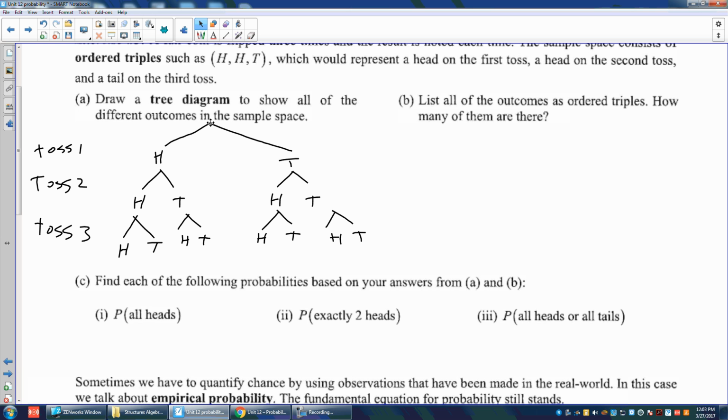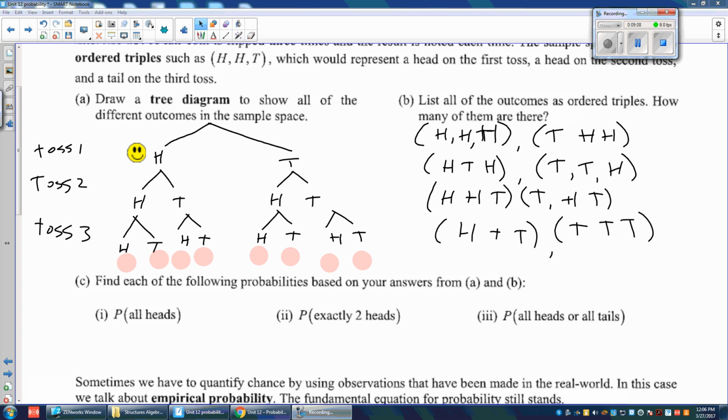List all the outcomes in ordered triples. How many of them are there? Well, first of all, how many are there? 1, 2, 3, 4, 5, 6, 7, 8. There are 8. So now let's list them. There's a very easy way to do this so you don't make any mistakes. You start at the bottom. Heads, heads, heads. That one's done. And then you start here. Tails, there's only one way to go. Heads, heads. So you list that. Tails, heads, heads. And then you mark it off. Heads, tails, heads. Okay, you can hit pause to copy those down. There are 8 of them.